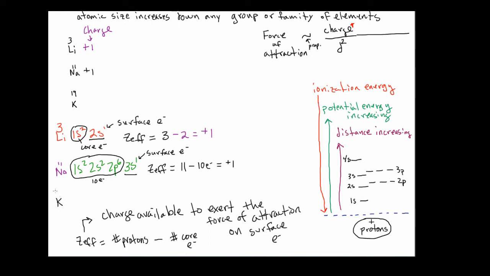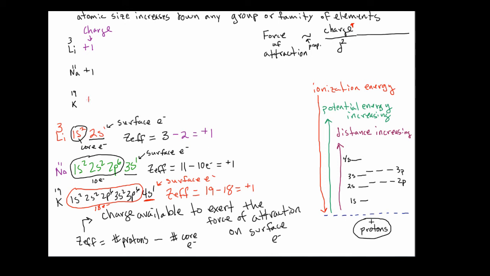Now, just to drive this home, let's go ahead and calculate this for potassium. Potassium's got an atomic number of 19. Its configuration is going to be 1s2, 2s2, 2p6, 3s2, 3p6, 4s1. Now, its surface electron is here, and that means the core is this whole bit, which happens to be 18 electrons. So the Z effective for potassium is going to be 19 minus 18, or plus 1.